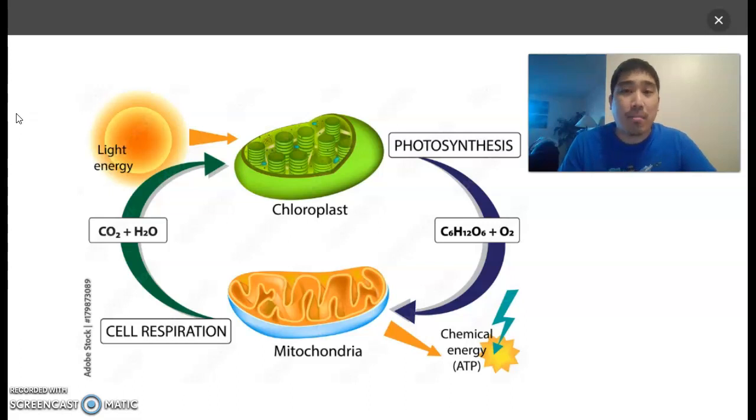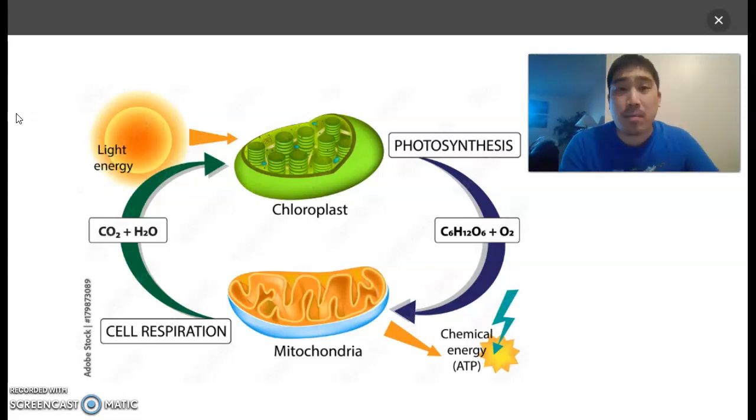On the other hand, a catabolic process like cellular respiration is where you take complex molecules and break them down into simple molecules that can be used for energy right then and there. Again, cellular respiration is catabolic and photosynthesis is anabolic.